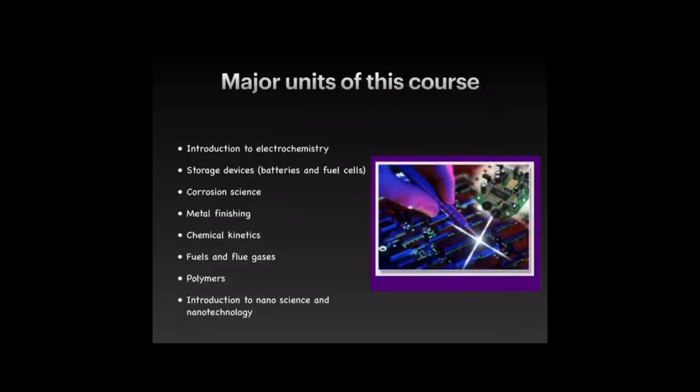The course is divided into 8 different units. They are Introduction to Electrochemistry, Storage Devices, which contains both batteries and fuel cells, Corrosion Science, Metal Finishing, Chemical Kinetics, Fuels and Flue Gases, Polymers, Introduction to Nanoscience and Nanotechnology.